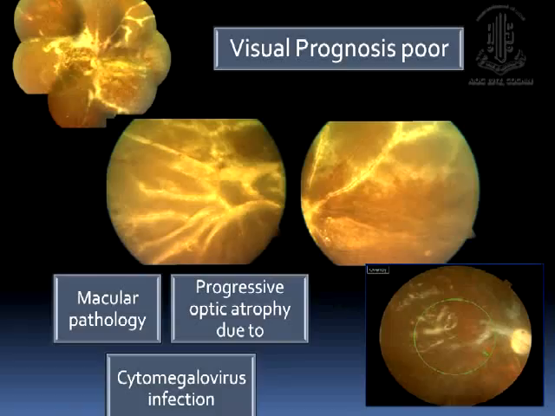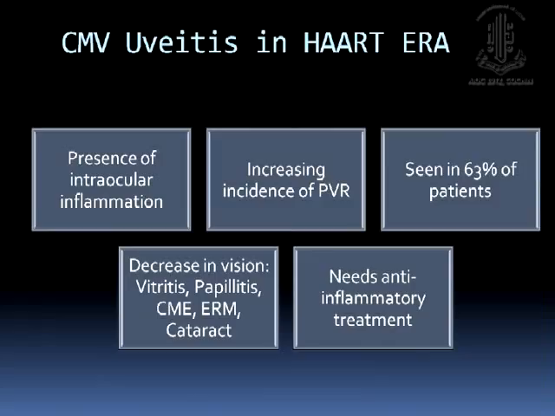Visual prognosis, in spite of heroic surgery, may remain poor because of optic atrophy as well as macular pathology. CMV uveitis picture may be somewhat modified in patients who are on HAART, and you may see increasing incidence of PVR as well as extensive inflammation, so much so that they may need steroid medication.